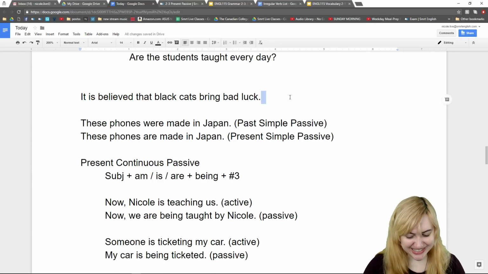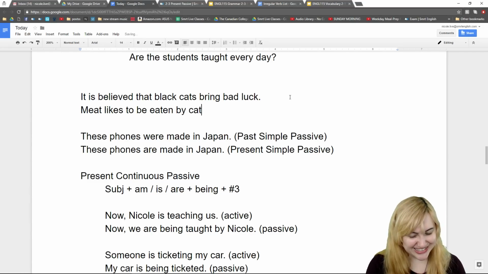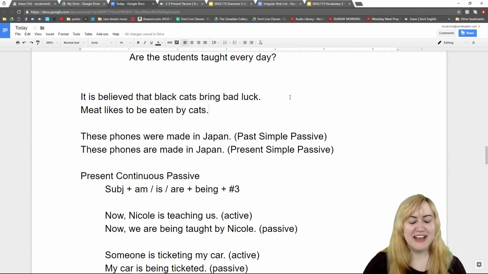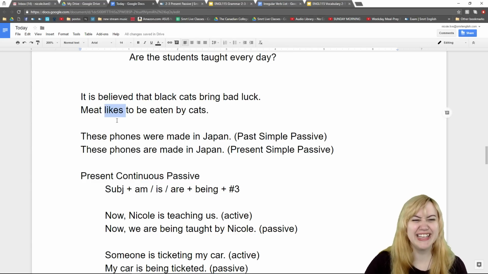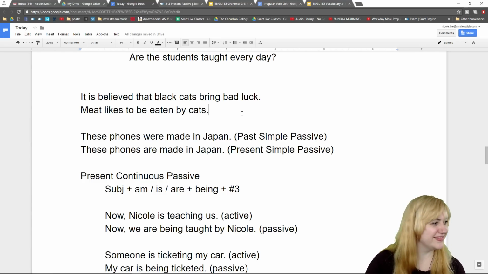Donnie D wrote a sentence that says, meat likes to be eaten by cats. So grammatically, that's a great sentence, although it's kind of funny to say that meat likes something. Your grammar is just fine, but it is kind of a funny sentence, because usually we don't think that meat has opinions, right? Because it's not alive.